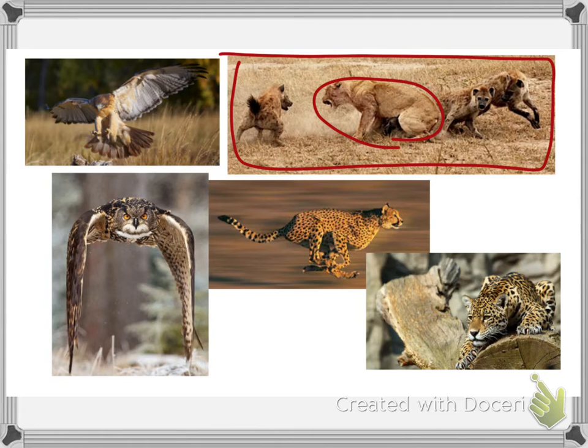The lions are much larger. They're at 130 kilograms versus hyenas, which are only around 50 kilograms. So they have evolved to acquire food in a different manner. Lions use pack hunting strategies to take down prey. And although hyenas can do that, they tend to use scavenging techniques as well.